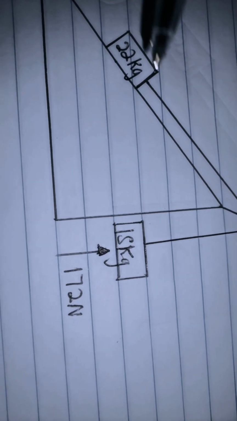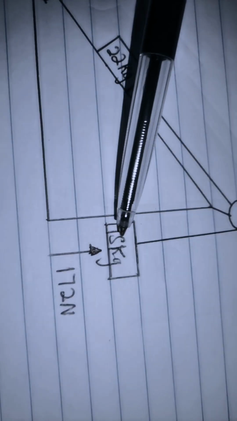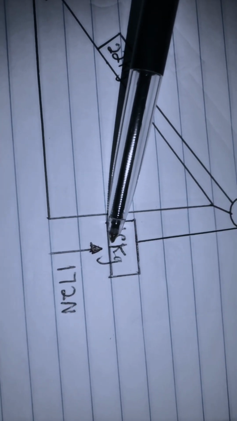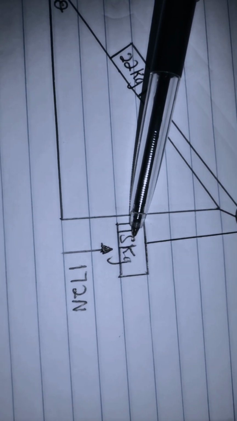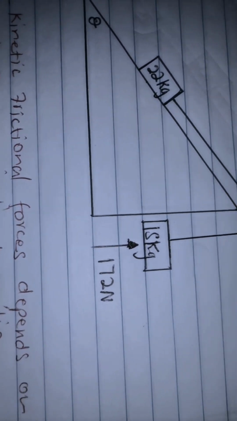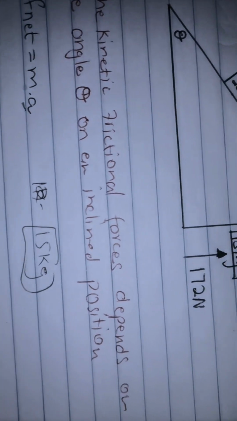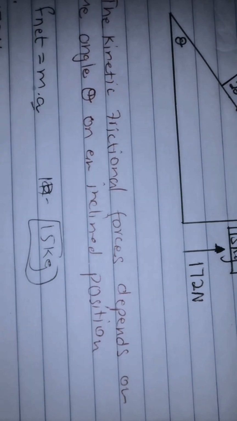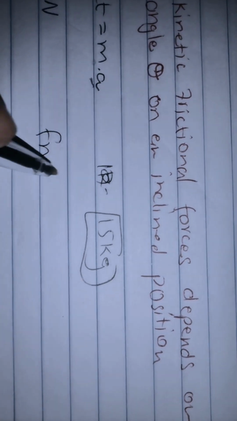Yes, guys. So now I'm going to draw all the forces included in this thing. Let me just do that. So now let me just say F net. F net is equal to ma on the 50 kg block.